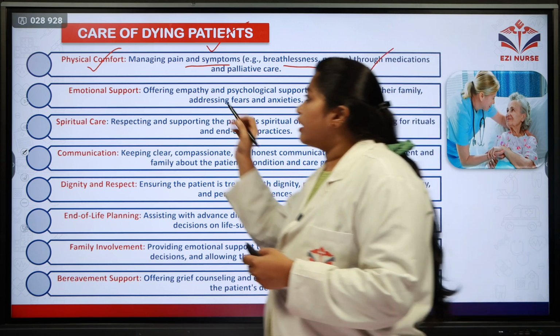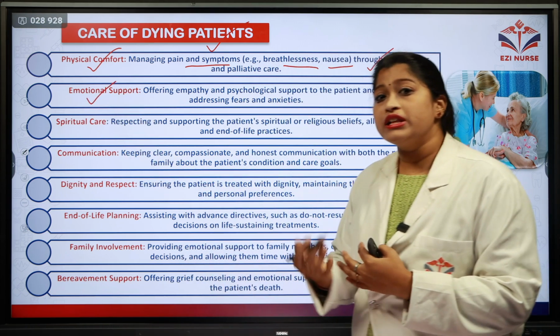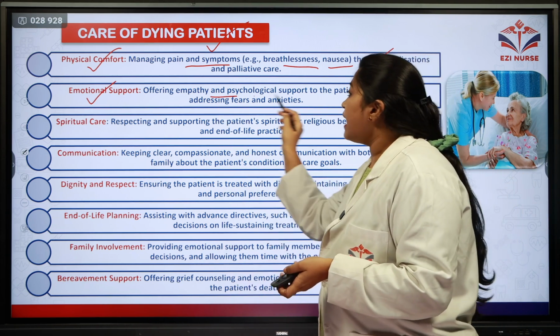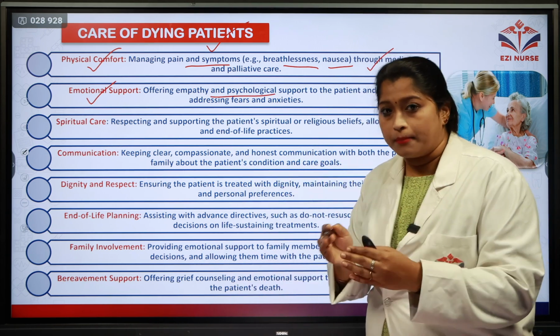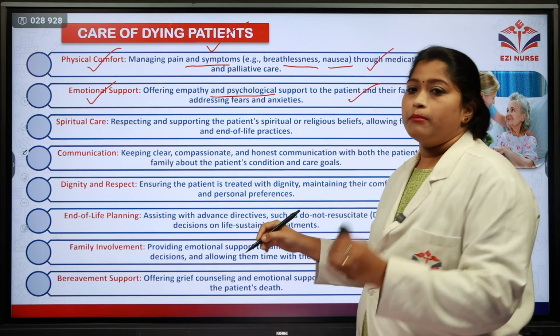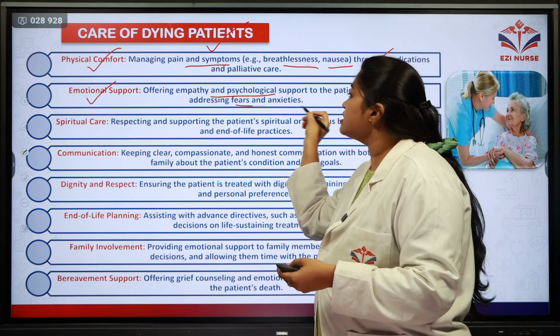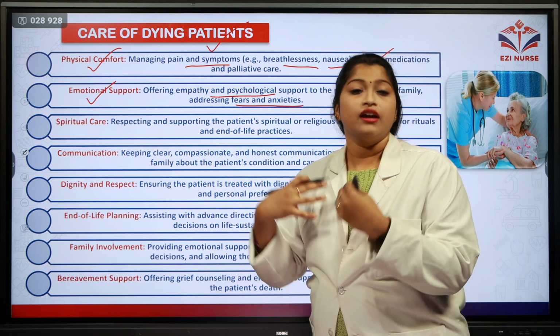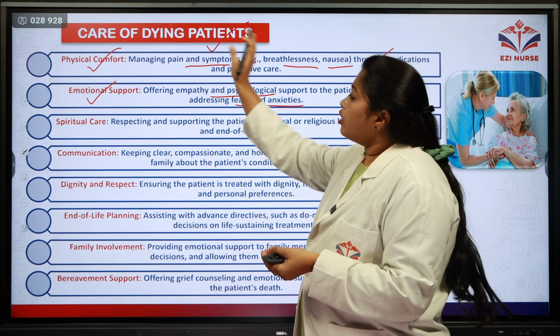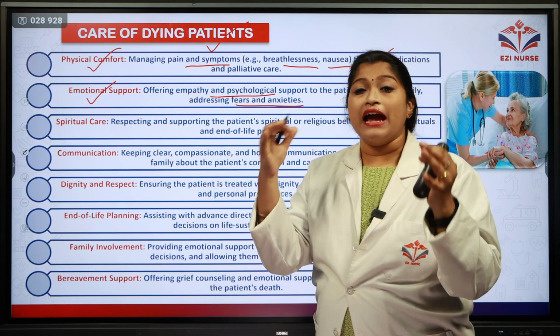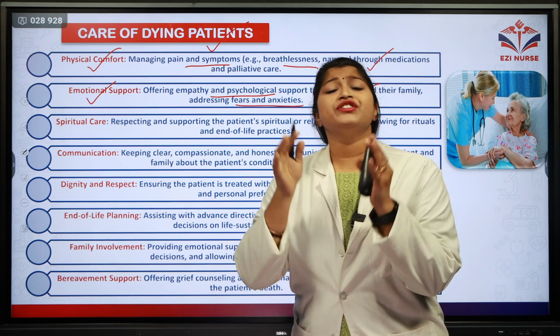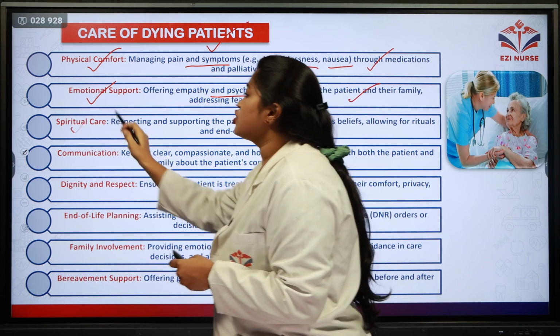The second care that you give is emotional support. You offer empathy and psychological support to that patient and their family members, wherein you address the fears and anxieties that they have in their mind. So you offer empathy as well as psychological support. Coming to the next care, it is the spiritual care.